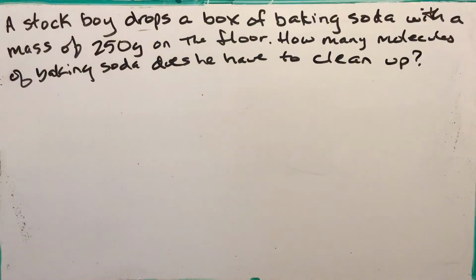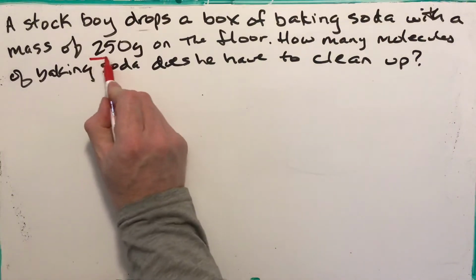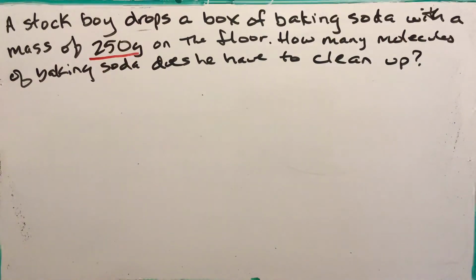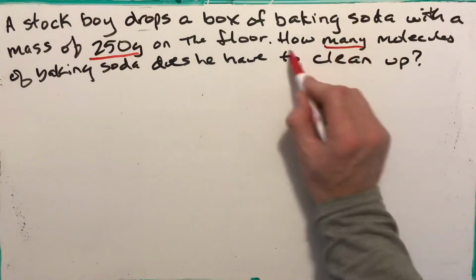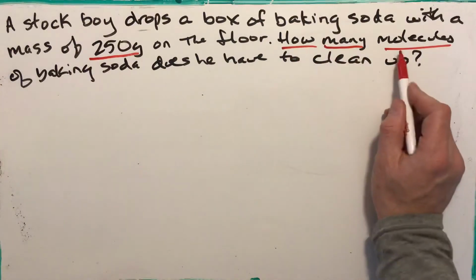All right, so stock boy at the grocery store, he's packing the shelves, drops a box of baking soda, looks at the box, it's a 250 gram box, it's all over the floor. How many molecules of baking soda does he have to get off the floor right now? So what do we need here? Well, the first thing that we're going to start with, that's important right there. All right, that's our initial value. That's what we're starting with, mass. How many molecules? So we know we're looking for particles.